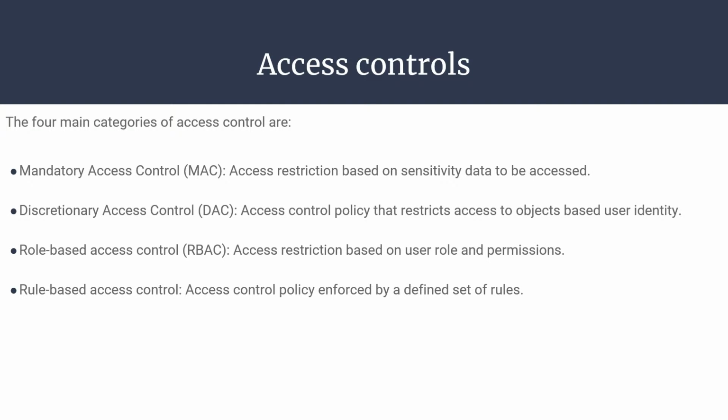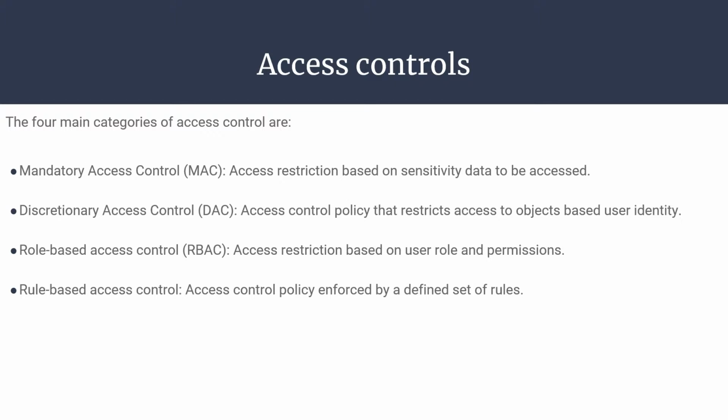Access control. The purpose of access control is to limit user access to confidential information to those individuals that have a need to know. Second is preventing system access to unauthorized users. There are four main categories of access control. The first is going to be mandatory access control. This is restricting access based on sensitive information.